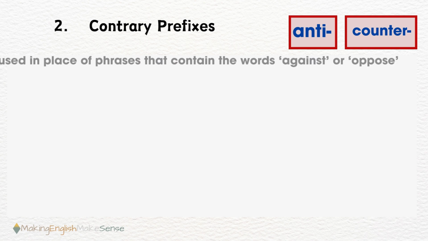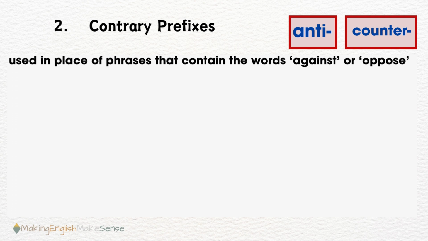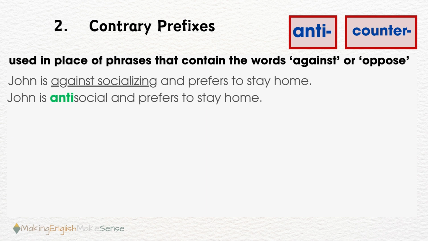Contrary prefixes can be used in place of phrases that contain the word against or oppose. For example, the sentence, John is against socializing and prefers to stay home, can be shortened to John is antisocial and prefers to stay home. Here, the prefix anti is combined with the word social and is used in place of a phrase that includes the word against. Here, against socializing.